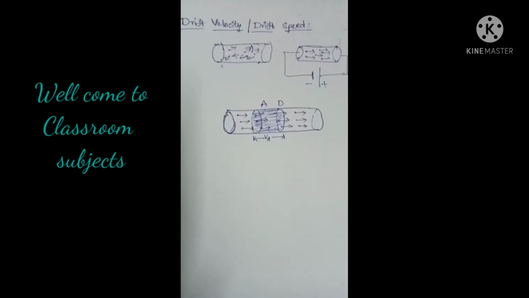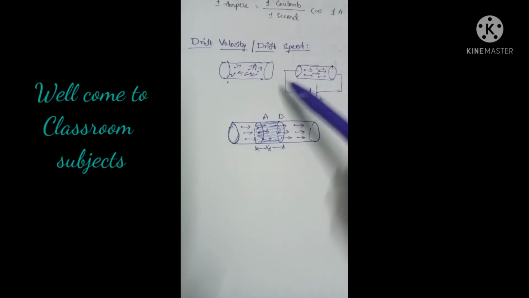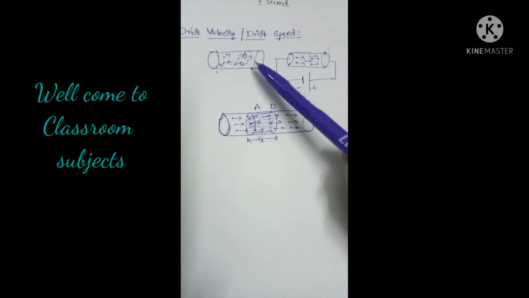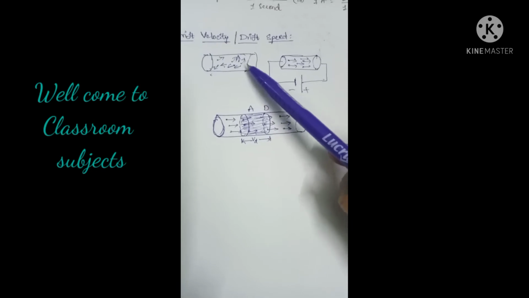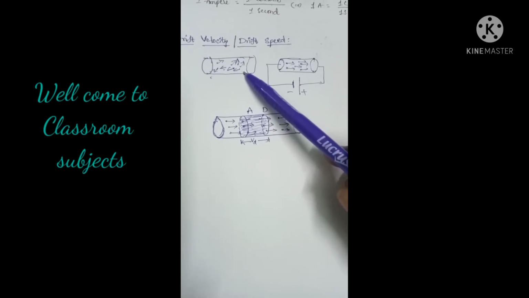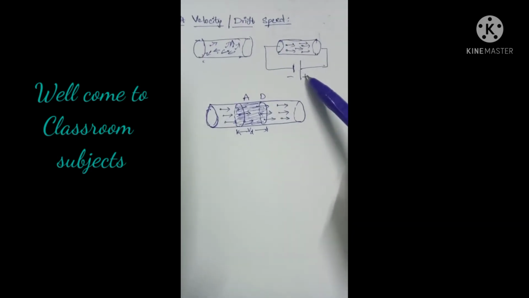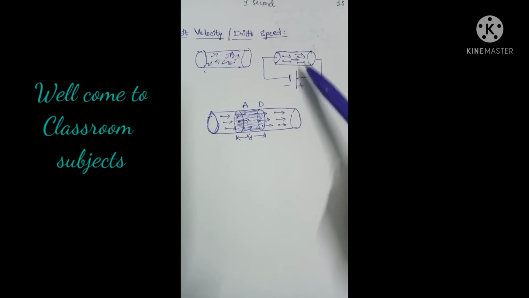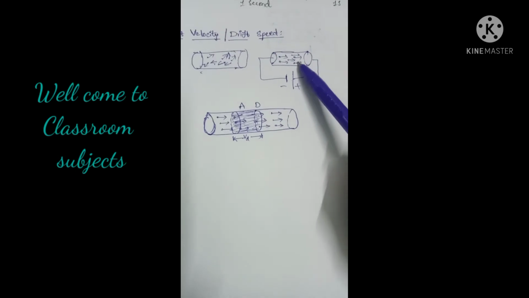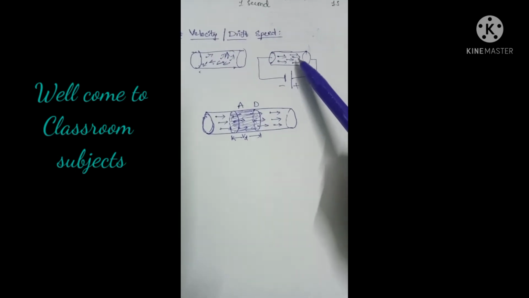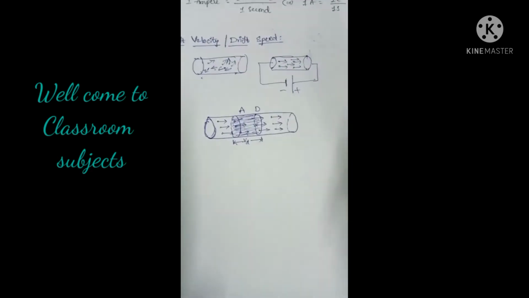So in this video we will discuss the topic drift speed or drift velocity. When the conductor is not connected to the circuit, the electrons in a conductor are in random motion. When the conductor is connected to the battery terminals, those electrons will move in a specified direction with a constant speed. This constant speed is called drift speed or drift velocity.